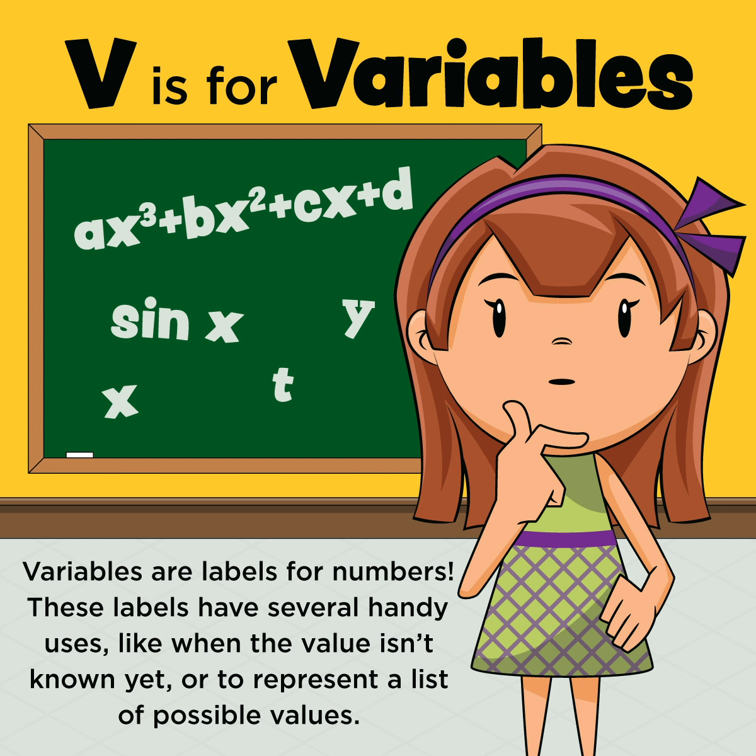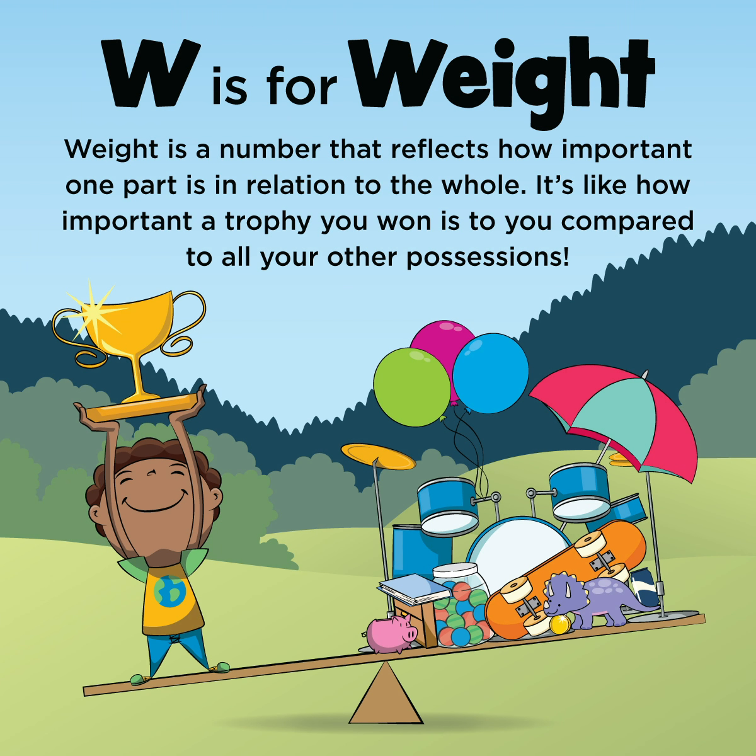V is for Variables. Variables are labels for numbers. These labels have several handy uses, like when the value isn't known yet, or to represent a list of possible values. W is for Weight. Weight is a number that reflects how important one part is in relation to the whole. It's like how important a trophy you won is compared to all your other possessions.